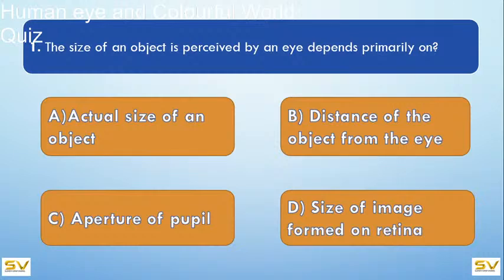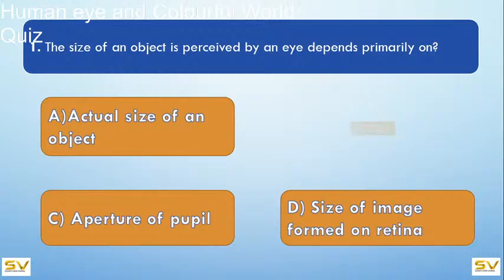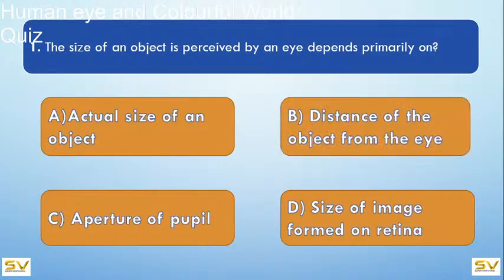Okay, right. Now I'm revealing the answer. It's distance of the object from the eye. So option B is correct. I think all answered wrong.